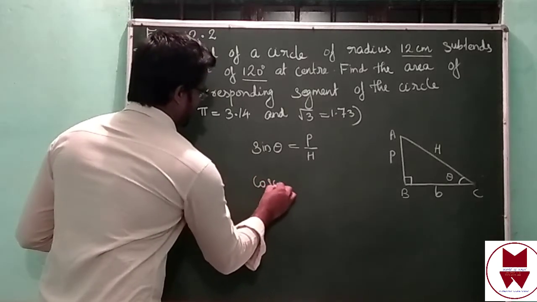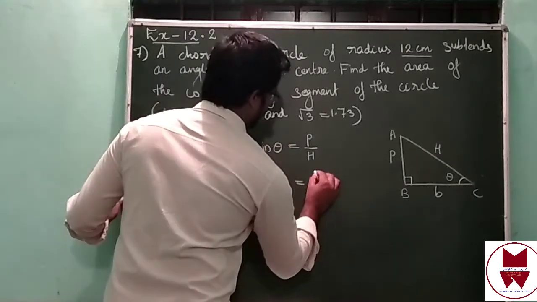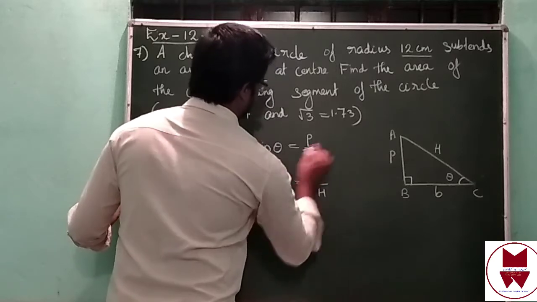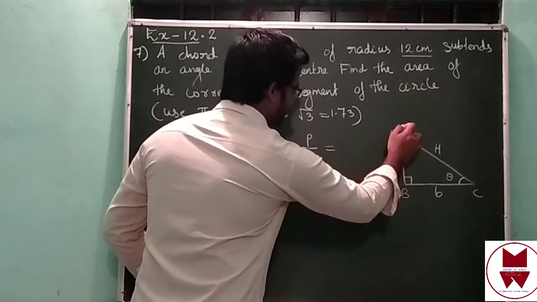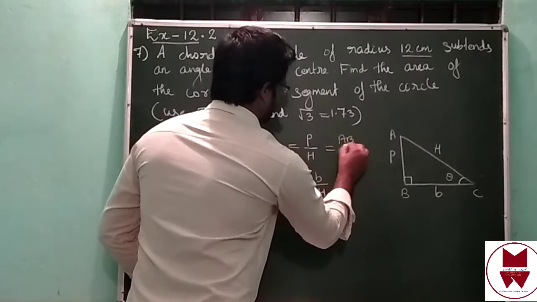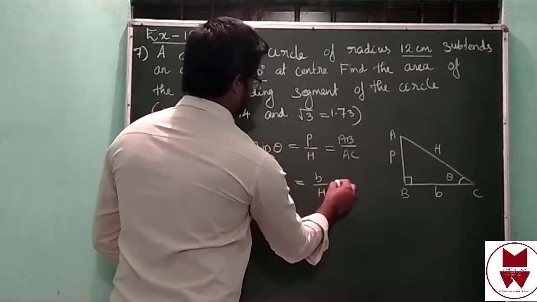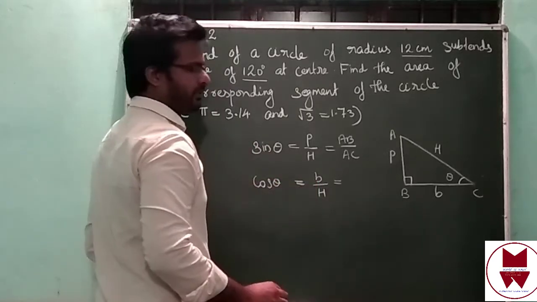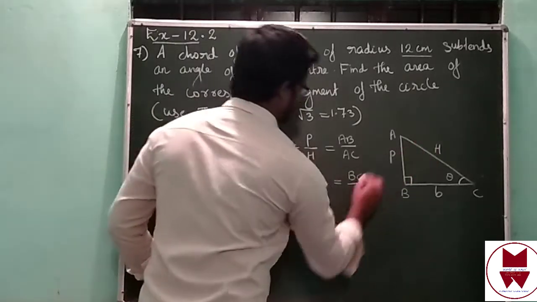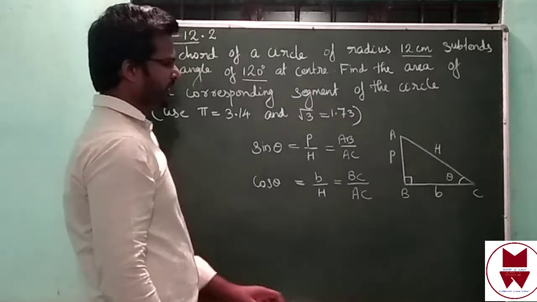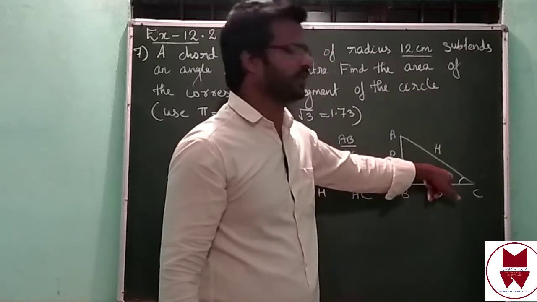Then cos theta means base divided by hypotenuse. Check it again. Sine theta is perpendicular by hypotenuse. What is the perpendicular? That is AB, divided by the hypotenuse, which is AC. And cos theta is base by hypotenuse. The base here is BC, divided by the hypotenuse AC. Then how do we decide the perpendicular and base? It depends on the theta angle.